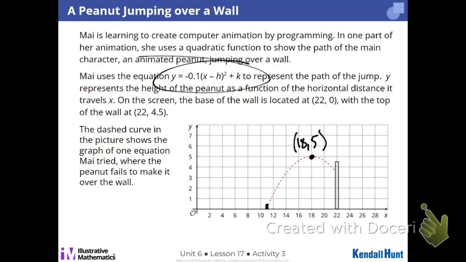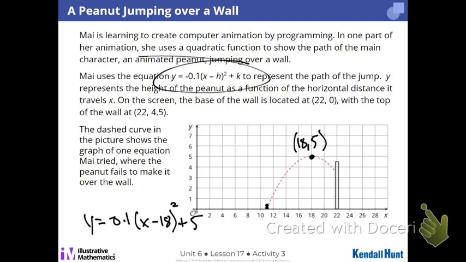Okay? So now I'm going to write it in vertex form. Y equals negative 0.1 (x minus 18). So that's shifting us right 18. And then how do I shift up 5? Plus 5. Oh, I forgot the square there to make it quadratic. So that is the current path.